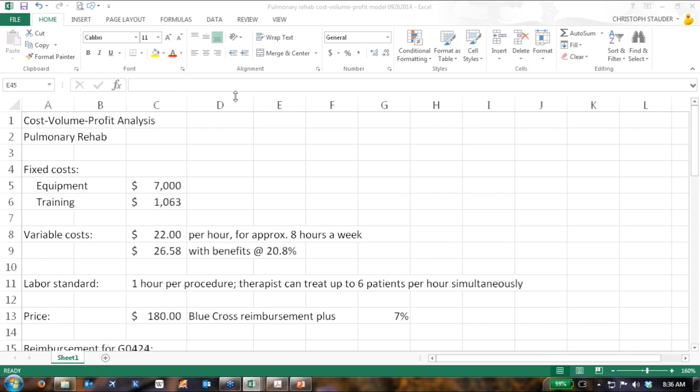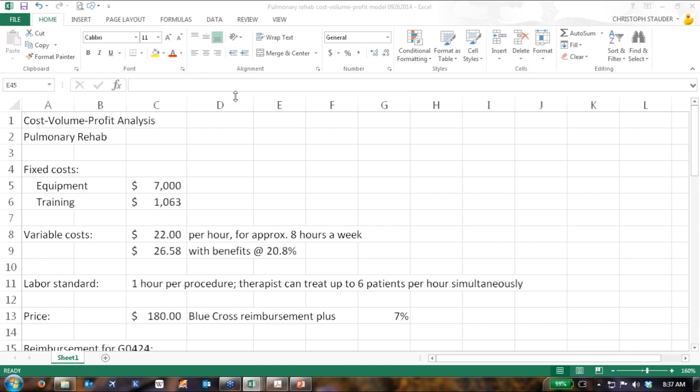And she said, well, I'm going to have a $22 an hour staff member do this for at most 8 hours a week. So I looked at the financial statements to see what the benefit load factor was, and then I asked her, what is your labor standard for this procedure? She says, well, it's about a 1 hour rehab session, and a therapist can do up to 6 patients at the same time. So that was useful to know.